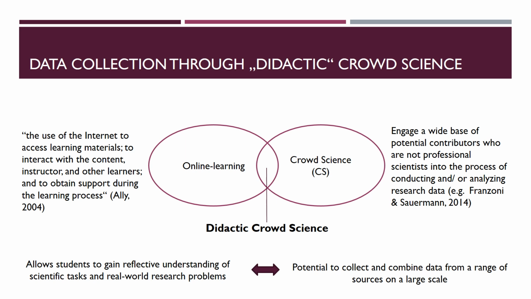Online learning can be understood as the use of the internet to access learning materials, to interact with the content, instructor and other learners, and to obtain support during the learning process, whereas by crowd science we understand the engagement of a wide base of potential contributors who are not professional scientists into the process of conducting and or analyzing research data. So on the one hand, online learning allows students to gain a reflective understanding of scientific tasks and real-world research problems. On the other hand, crowd science gives the option to collect data and combine data out of the reach of automated data collection.